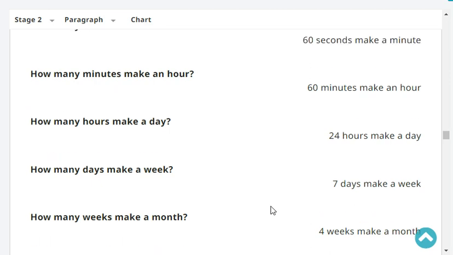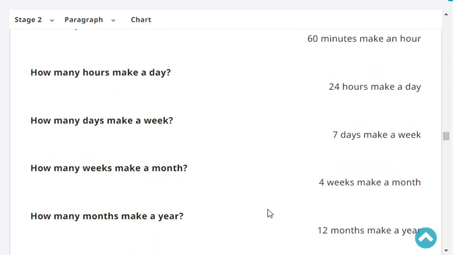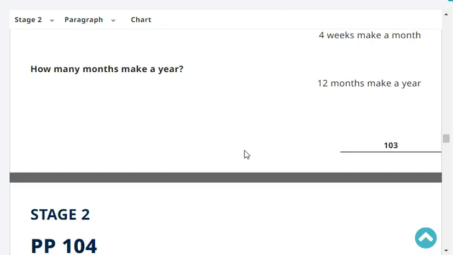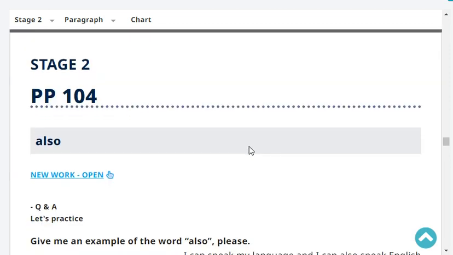How many days make a week? Seven days make a week. How many weeks make a month? Four weeks make a month. How many months make a year? Twelve months make a year. Very good.